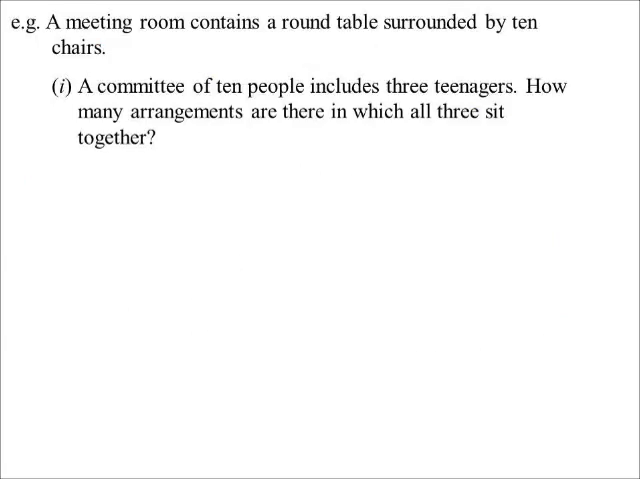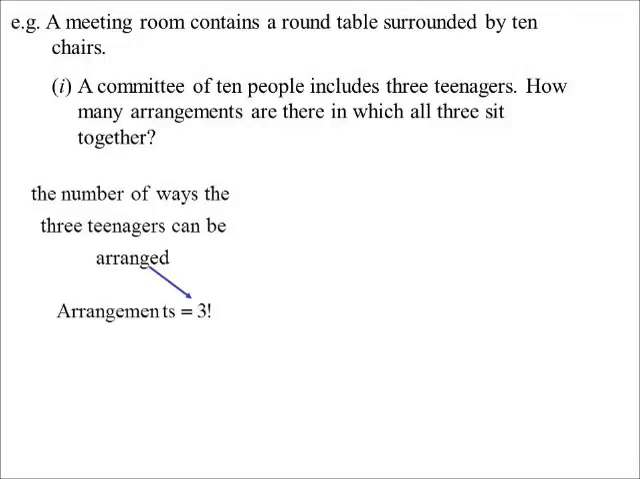So a meeting room, as people often do when they're holding a meeting, going to sit around the table. It's got 10 chairs. So a committee of 10 people, which includes 3 teenagers in the committee. How many arrangements are there in which all 3 sit together? So we look after the conditions first. Well, okay, the 3 teenagers are going to be together. They can work out their order, 3 factorial. So that's still the same as normal. We haven't actually placed any objects yet.